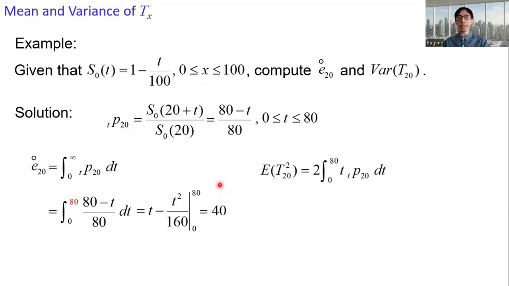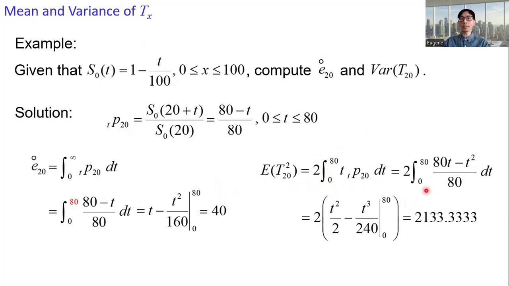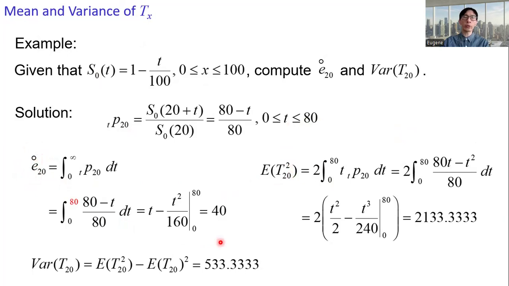And then the variance. We get the second moment, the expected value of T_20 squared. The formula for this is 2 times the integral of t times tp_x, where x is 20, and we get this expression. Upon calculation, we get the expected value of T_20 squared is 2,133. Then we can obtain the variance of T_20, which is the expected value of T_20 squared minus the square of the expected value of T_20, which is 533.33.